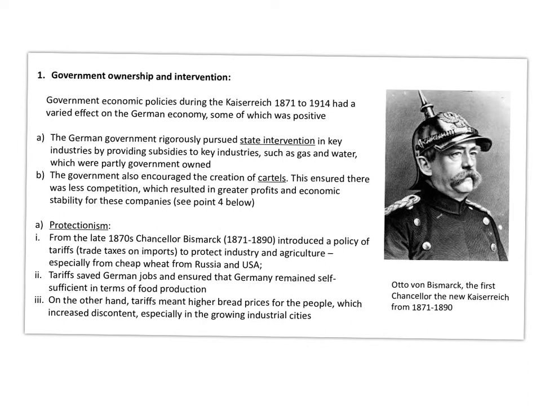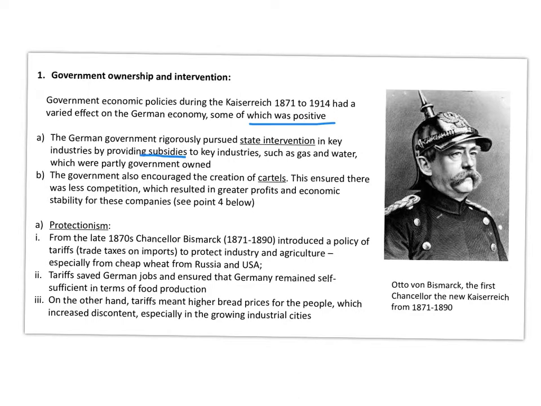So, government economic policies during the Kaiserreich, 1871 to 1914, had a varied effect on the German economy, some of which were positive. So some of those effects were positive, and I think that's important. When you write about this in the exam, you probably need to distinguish between the positive and the negative effects. So the German government rigorously pursued state intervention in key industries by providing, for example, subsidies to key industries, in other words, handouts of money.